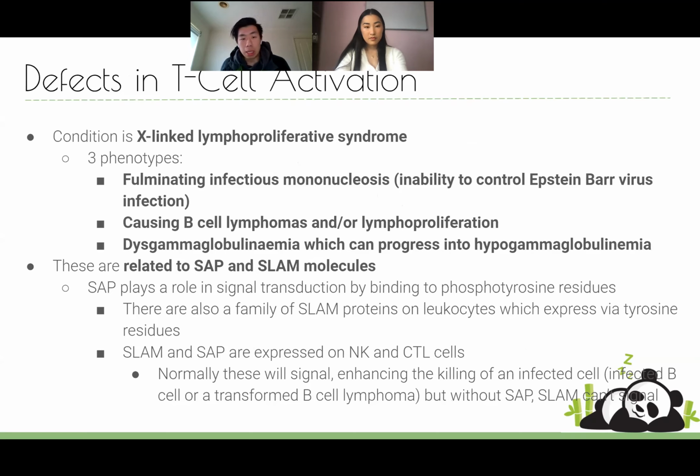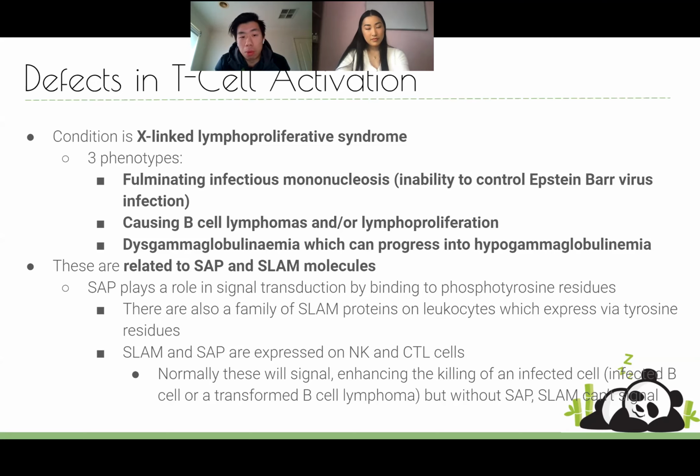And defects in T cell activation. So this is termed an X-linked lymphoproliferative syndrome. There are 3 phenotypes. So fulminating infectious mononucleosis. Basically, infectious mononucleosis is just glandular fever. That's the term. That is just EBV infection. So fulminating just means it's a worst case of that. And so therefore it's one of them.